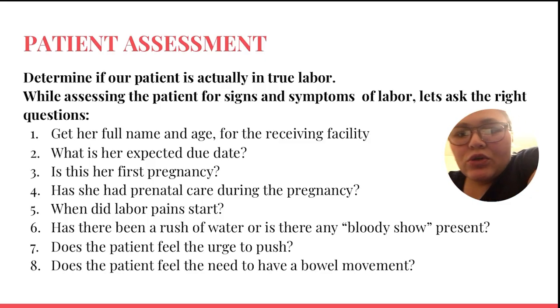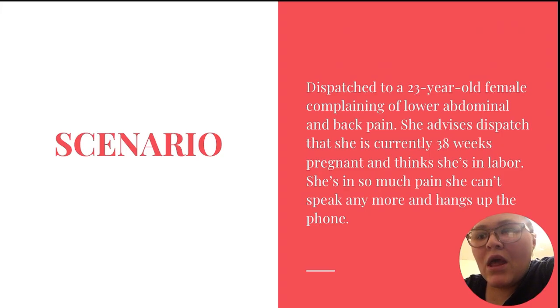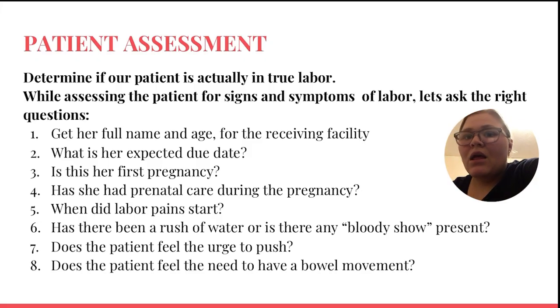So going back to our patient, she's 23 years old, and she's complaining of lower abdominal pain and back pain. And she's 38 weeks pregnant. Okay? So let's determine if our patient is actually in true labor. While assessing the patient for vital signs and symptoms of labor, let's ask the right questions, right? So let's get her full name and age for the receiving facility, and also we need it for our reports, right? So she's 23 years old. She's a female, and her name is, we're going to call her Jane Doe.